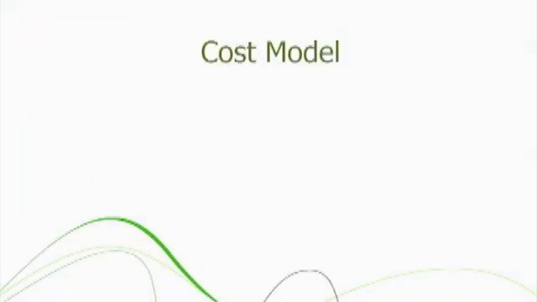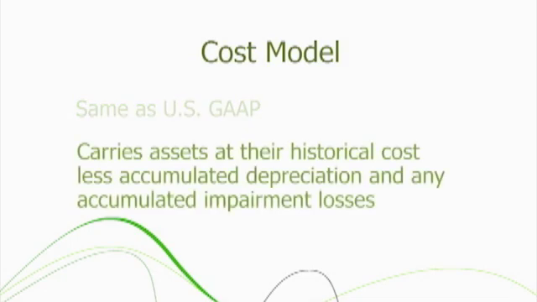The first model is the cost model, which is the same as US GAAP. The cost model carries assets at their historical cost less accumulated depreciation and any accumulated impairment losses.